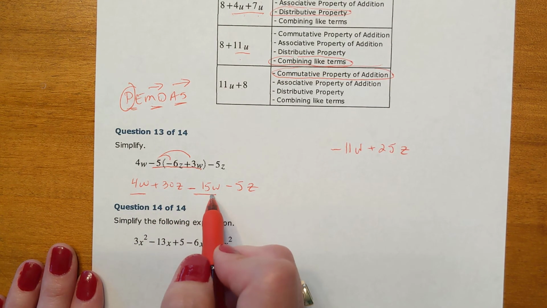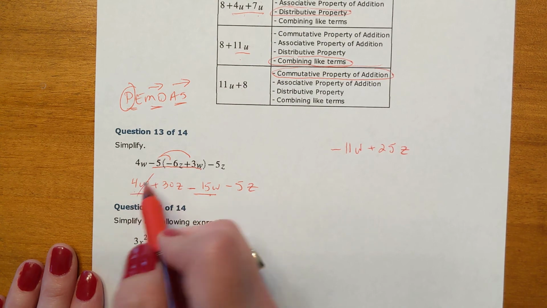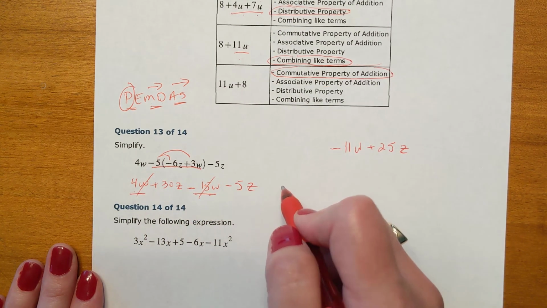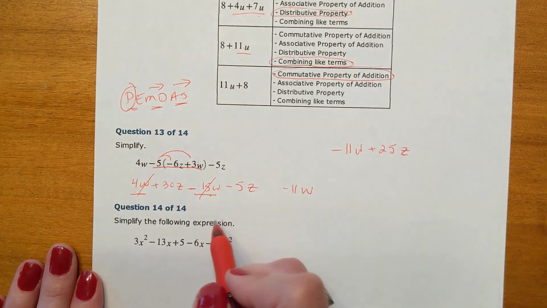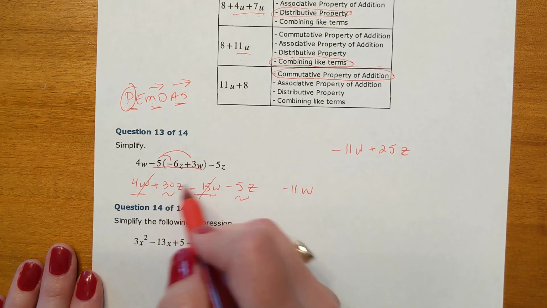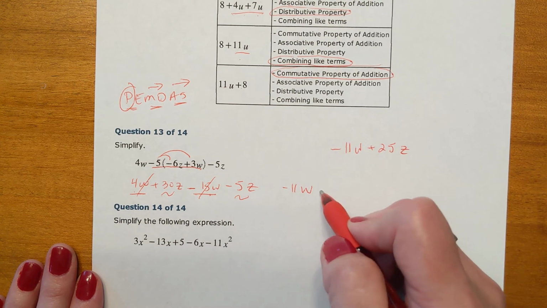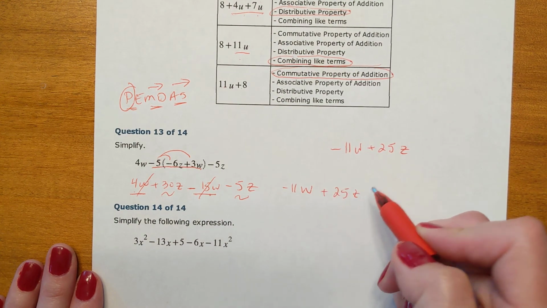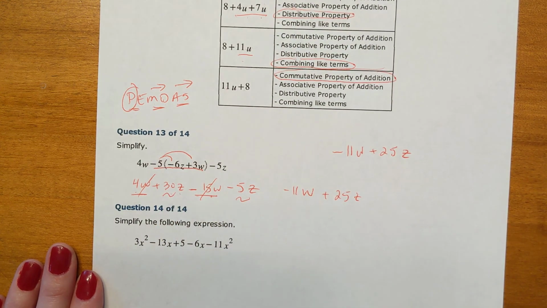All right, so then combining left to right, the w's, they're different signs. Subtract, use the sign of the bigger number. 15 is bigger than 4. So that's negative 11. And then the z's, combine the z's, they're like terms. They're different signs. So subtract them, and that gives you the 25z. 30 is bigger, so it stays positive.